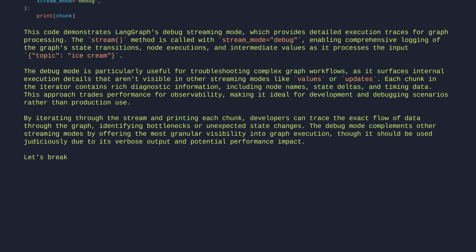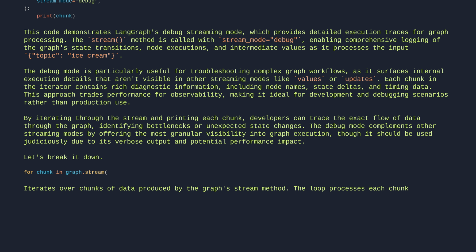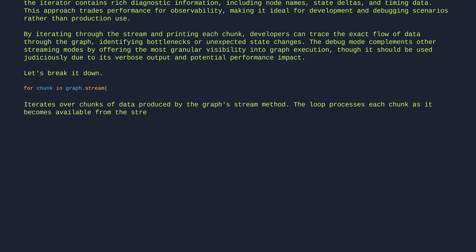Let's break it down. For chunk in graph.stream: iterates over chunks of data produced by the graph stream method. The loop processes each chunk as it becomes available from the streaming operation, allowing for incremental handling of the graph's output rather than waiting for the complete result.